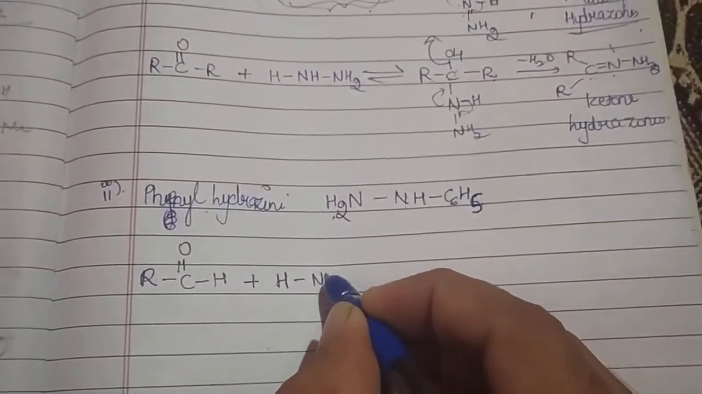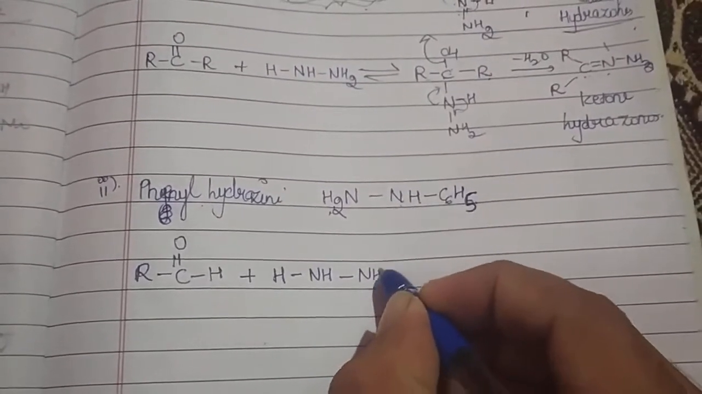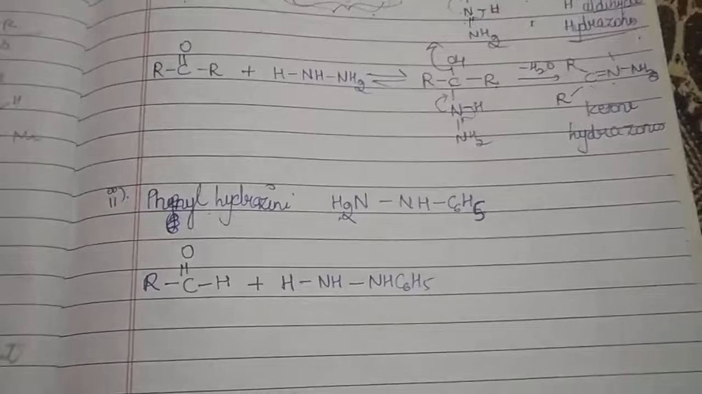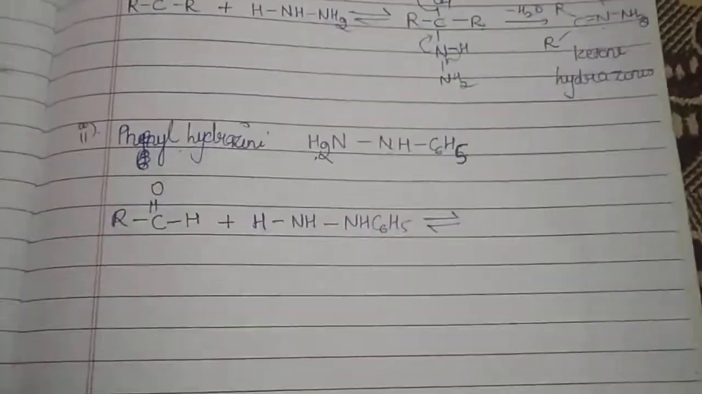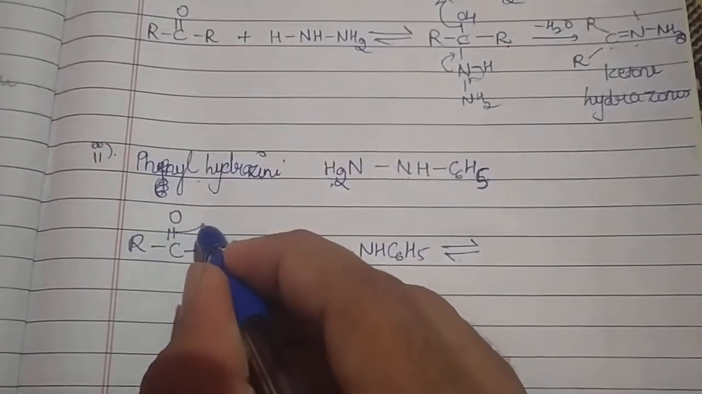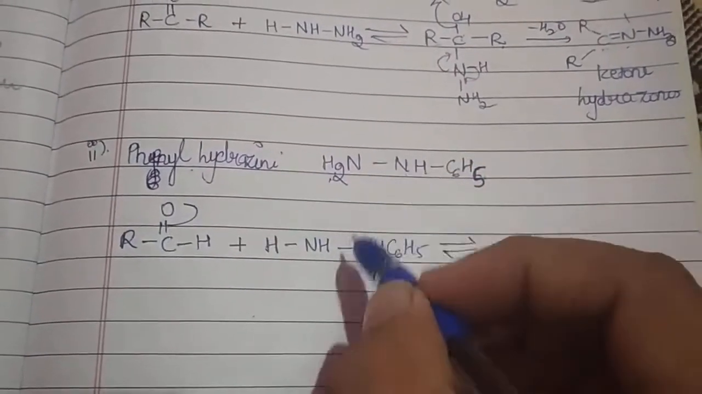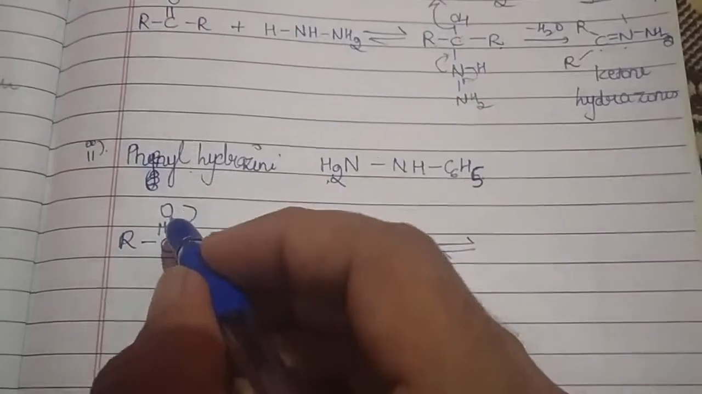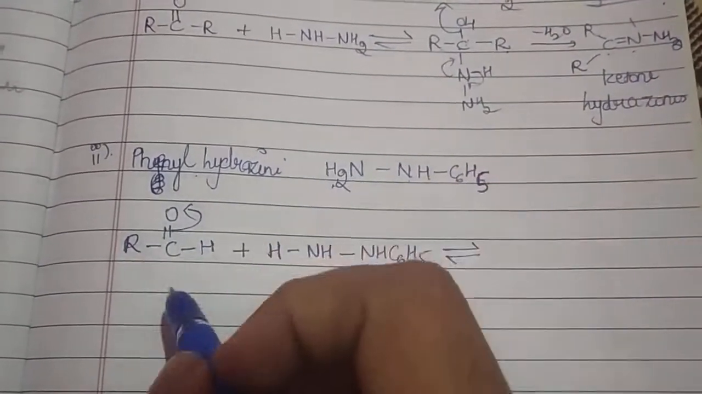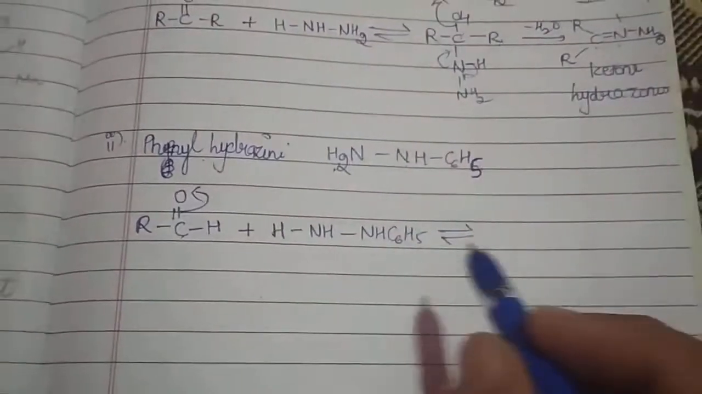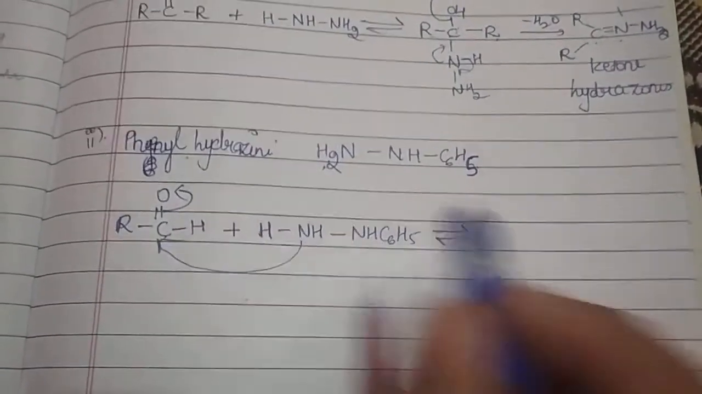H NH NH C6H5. So now as usual, first reaction will be in equilibrium. So as we have said, by utilizing these pi electrons, it is attracting your H plus, and in turn oxygen will be having a positive charge. Our carbon has a positive charge, so N is going to attack.